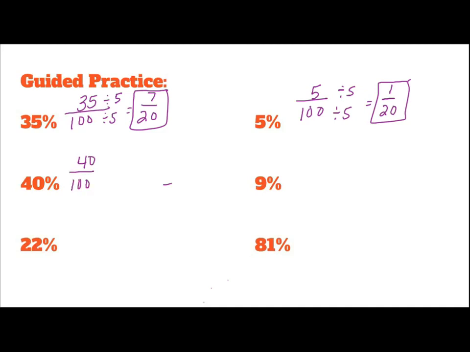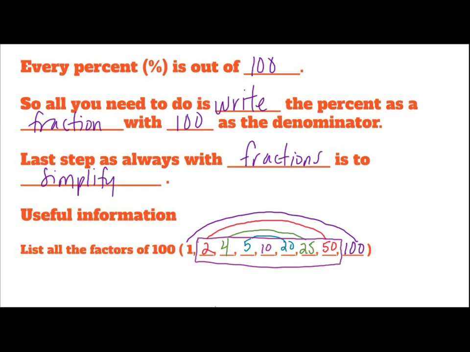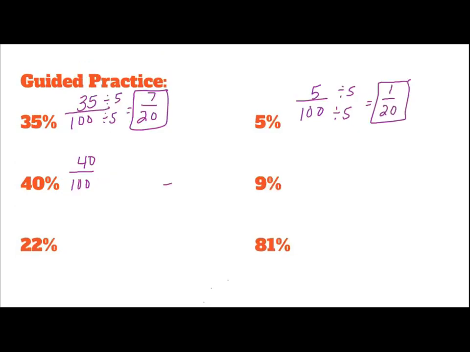40% would be 40 out of 100. I want to simplify by the largest number that I can. So when I look at these numbers here, I know that I can simplify 40 by 20. If I count by 20s, I say 40 on my second attempt. So we can divide both of these by 20. 40 divided by 20 would be 2, and 100 divided by 20 would be 5. So my answer is 2/5.